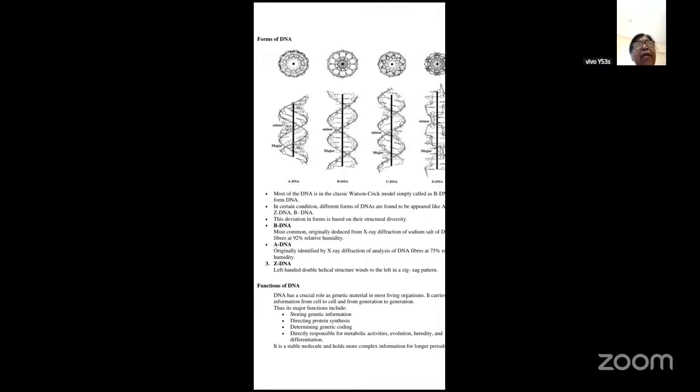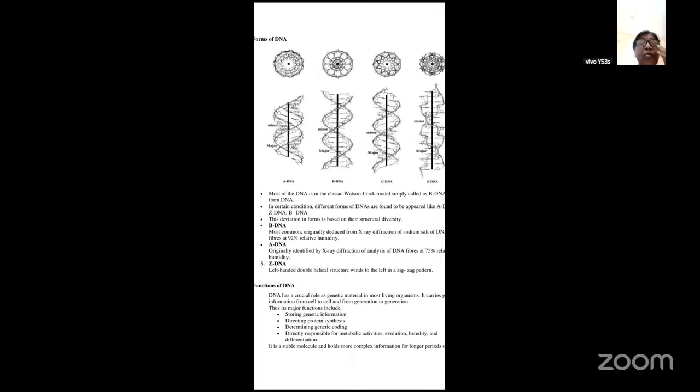So basically, how many types of DNA do we have? We can say 4 types. But in general, you have only 2 types: right-handed and left-handed. Right-handed is the B-DNA, whereas left-handed is what we call the Z-DNA. The Watson and Crick model is called the B-DNA.